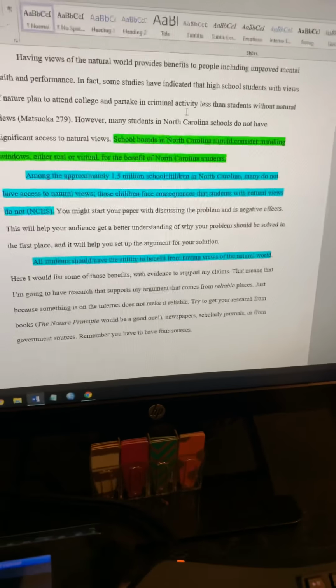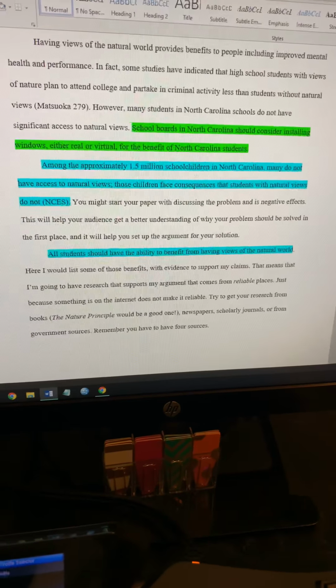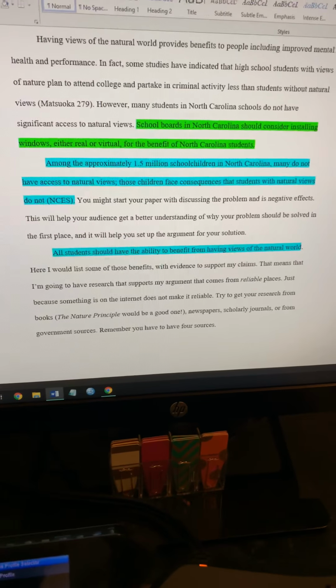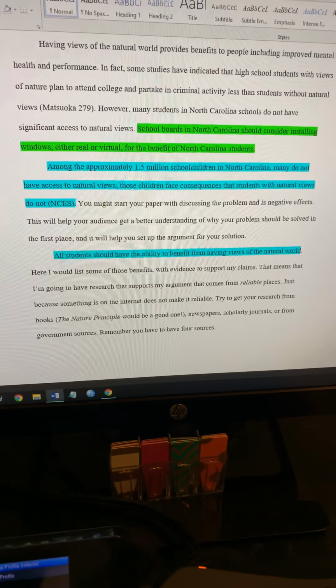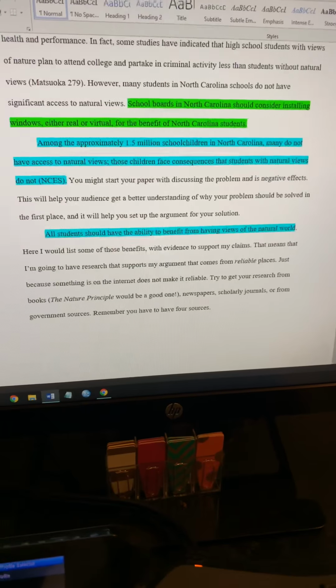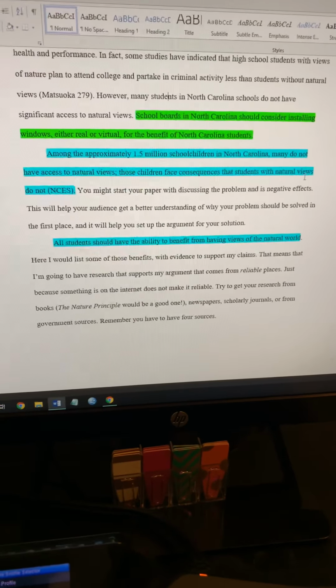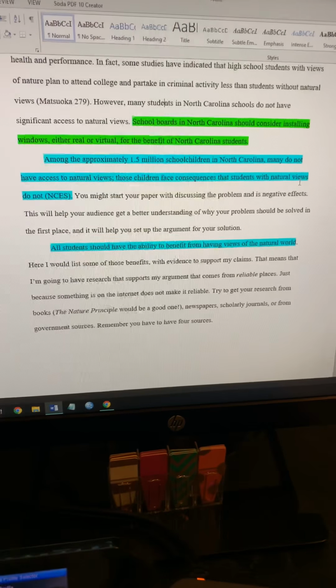Okay, so, however, many students in North Carolina schools do not have significant access to natural views. School boards in North Carolina should consider installing windows, either real or virtual, for the benefit of North Carolina students. Okay, so that's my thesis. That's why I've got it highlighted. So we're noticing a few things. I'm being pretty specific here and limiting this to North Carolina.